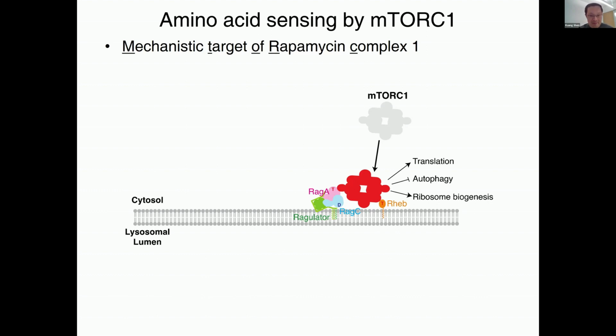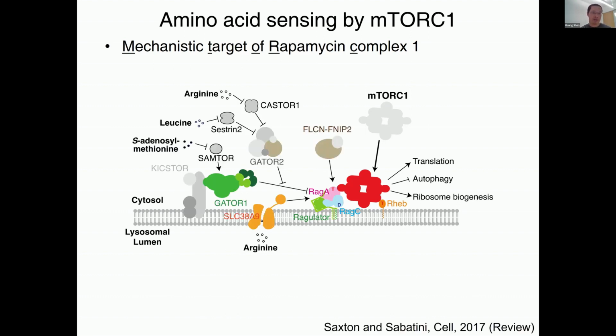So at this moment, none of these protein complexes directly touches amino acid, but instead, a suite of protein complexes have evolved to directly sense amino acid or transduce the amino acid signal. For example, arginine in the cytosol is sensed by this CASTOR1 protein, and the signal is relayed to the Rag GTPase through this GATOR2 protein complex. On the other hand, arginine within the lysosome is sensed by SLC38A9, an amino acid transporter. It directly binds to the Rag GTPase to modulate its function.